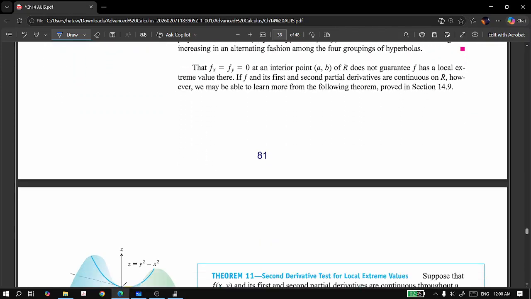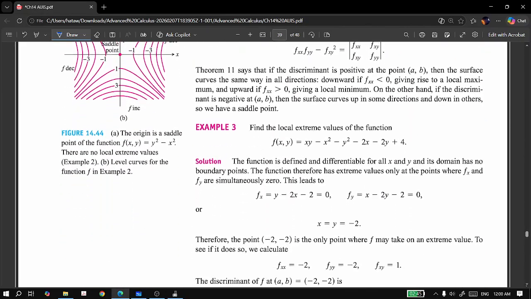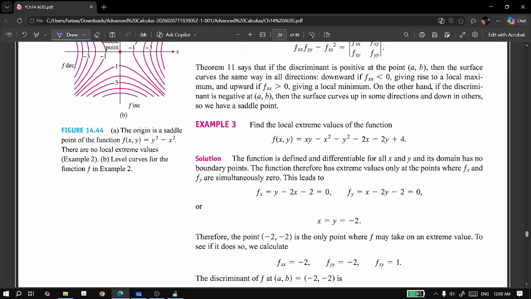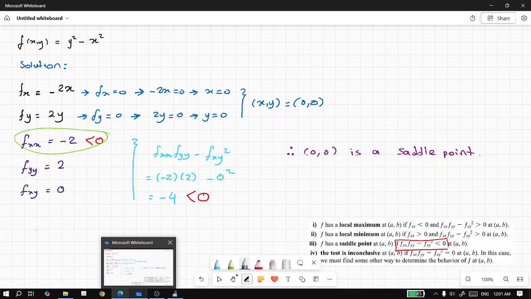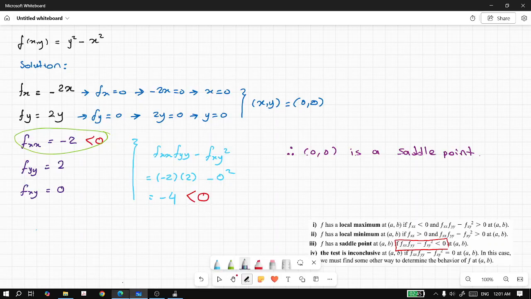Now let's move to example 3. Again, here we have this function, and it is required from us to find the local extreme values of this function. So let's write it on the board so that we can solve it together. We have f of x, y is equal to xy minus x squared. Let's write it here.